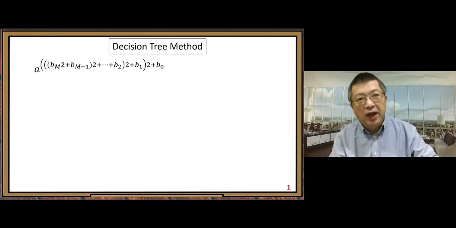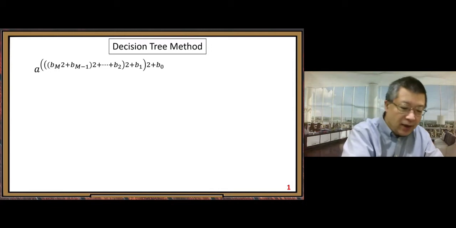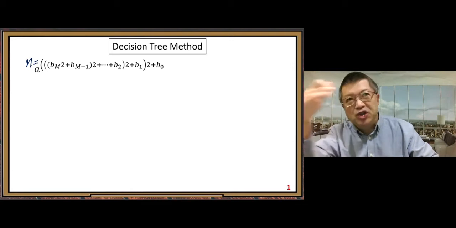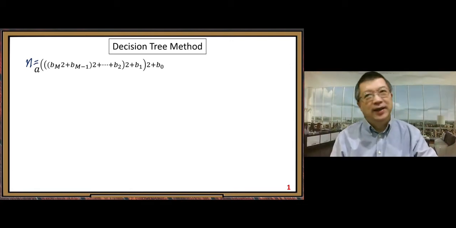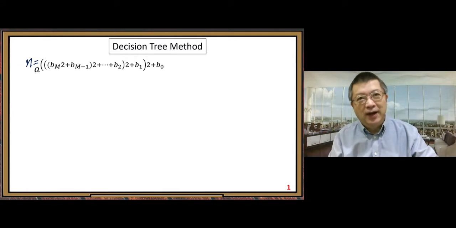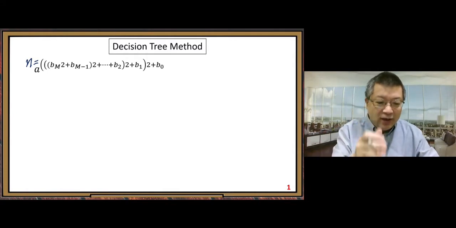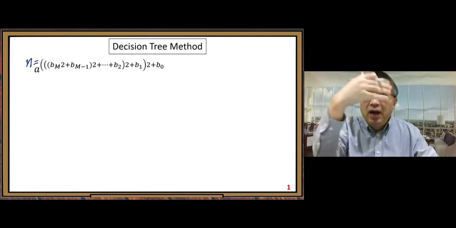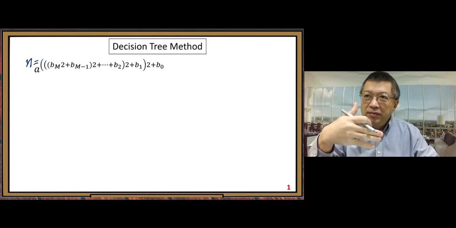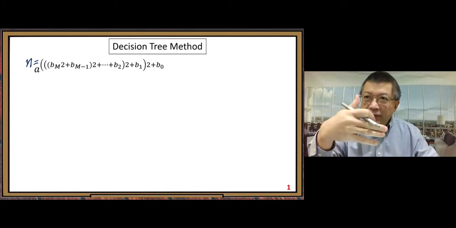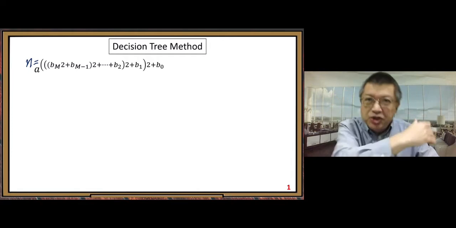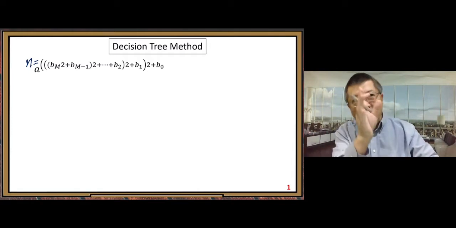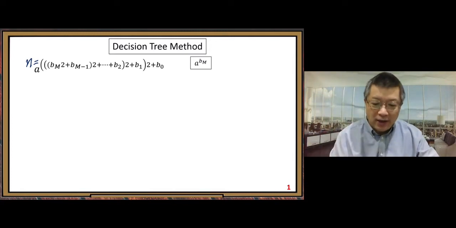So when we start, a to the nth, with n represented in this special way. Now looking at this special way, let's do evaluation based on the bits. How do we do the evaluation? We look at the bits, bit by bit. All right, let's start.